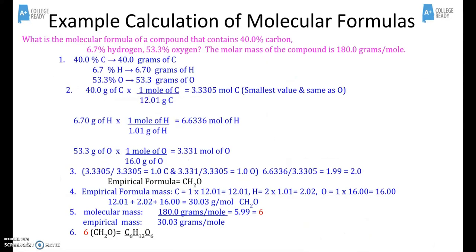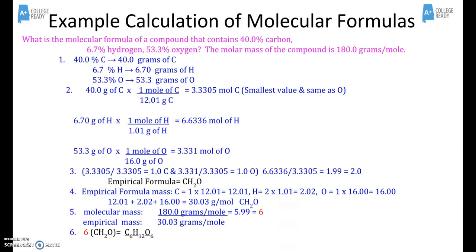So what is the molecular formula of a compound that contains 40% carbon, 6.7% hydrogen, 53.3% oxygen? Notice the molar mass of this compound is 180.0 grams per mole, aka they gave you the molecular mass. So we always know from percent composition and from empirical formula that our percentages equal 100, therefore they equal 100 grams.